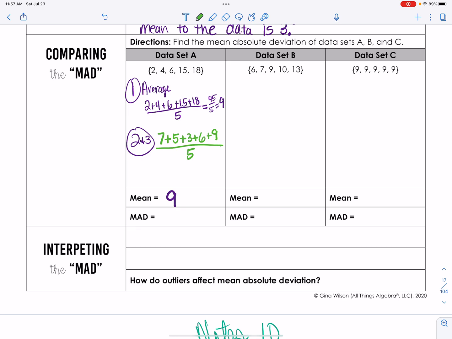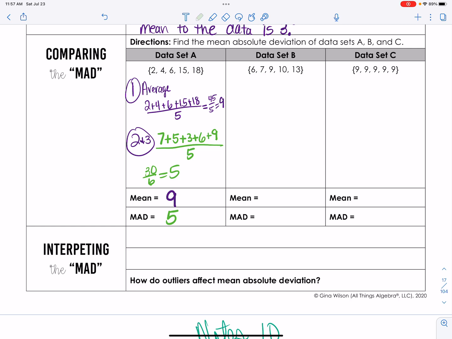So I'm going to take those and add them together and divide by 5. When I add that up, 12, 21, 30. Yeah, I was right. 30 divided by 6 is 5. So the mean average deviation is 5. So the middle is 9, but on average, most of them are at least 5 away.